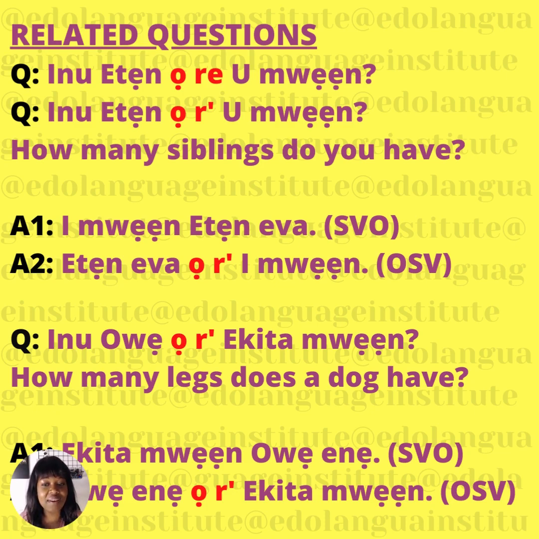So now, second question. Inwowe oekitame? How many legs does a dog have? And now you can answer version number one. Ekitame wene. That's actually what we say. Mo wene. So I take the o and go replace the e.